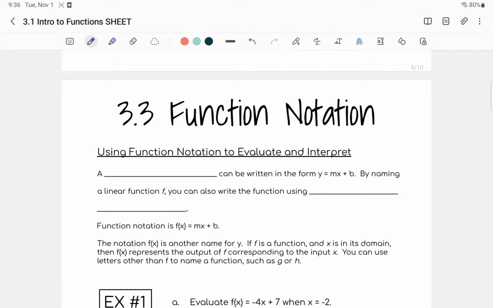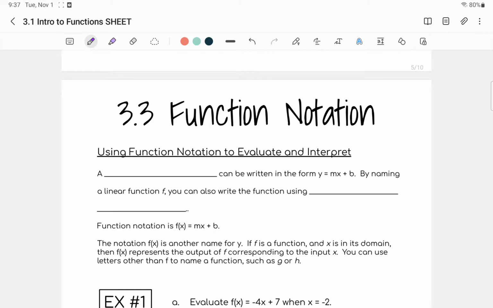Welcome, scholars, to lesson 3.3, function notation. So we're going to be using function notation to evaluate and interpret functions. The interpreting and analyzing will be more so the next lesson. But in this lesson, we're just going to learn what function notation is and how we evaluate our functions. So let's fill in our notes.